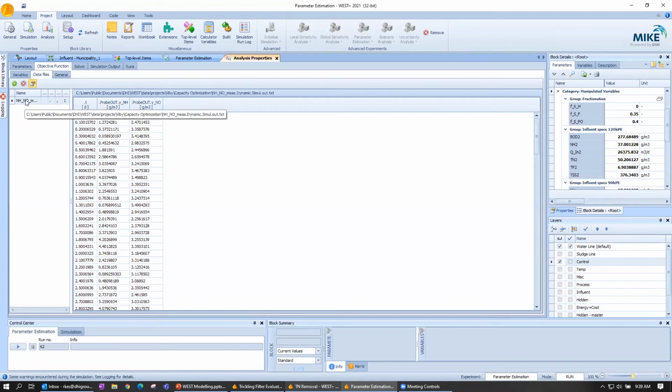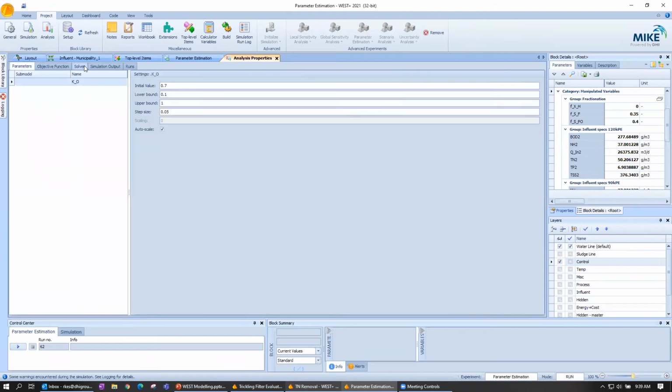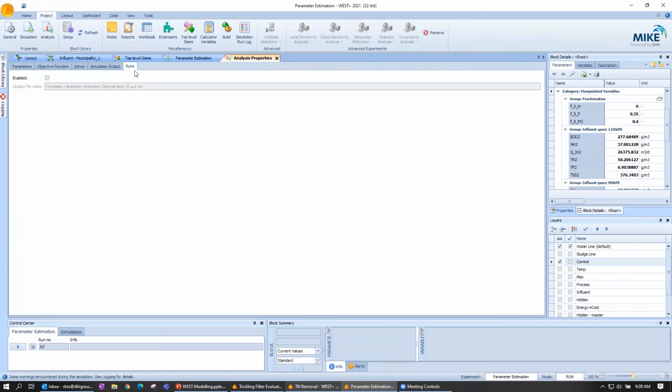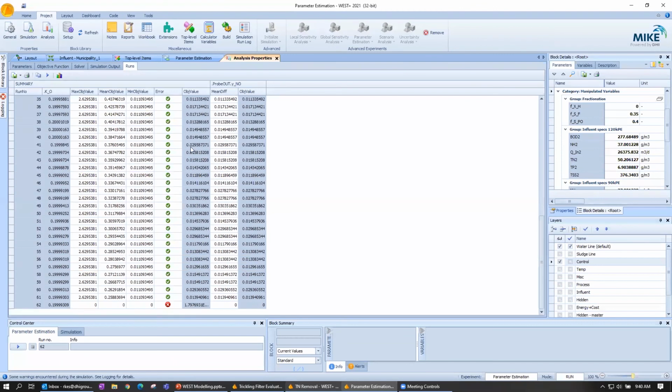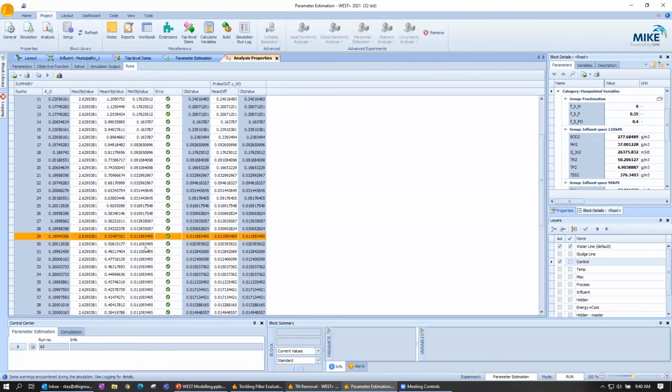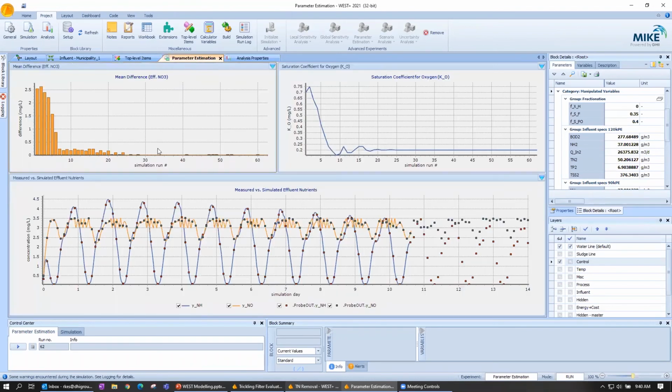In this case, we're going to use secondary effluent ammonia and nitrate, and we're going to ask West to try to minimize the difference between the measured and simulated effluent values by changing these parameters. You select the solver, set up your output, and then it automatically generates all these runs. That one's highlighted, so it's probably basically done running after 29 simulations, even though it ran 62. And here are the results.